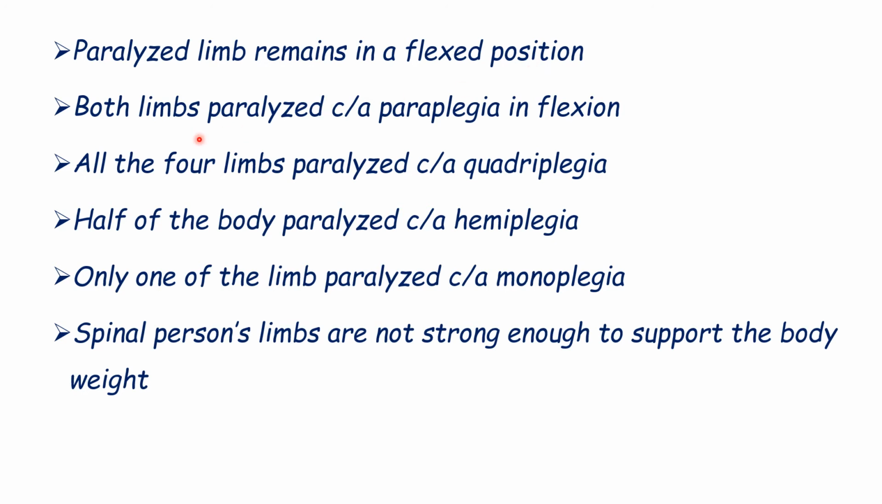Suppose both the lower limbs are affected. So we say both limbs are paralyzed and it is called paraplegia in flexion. If all four limbs are paralyzed, we call it quadriplegia. If half of the body is paralyzed, we call it hemiplegia. If only one limb is paralyzed, we call it monoplegia. Mono is single, hemi is half, quadri is four, para is like two.